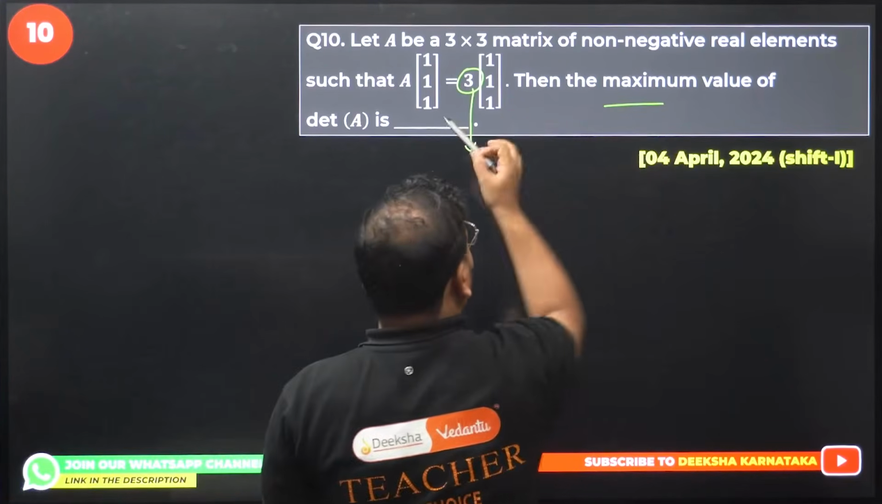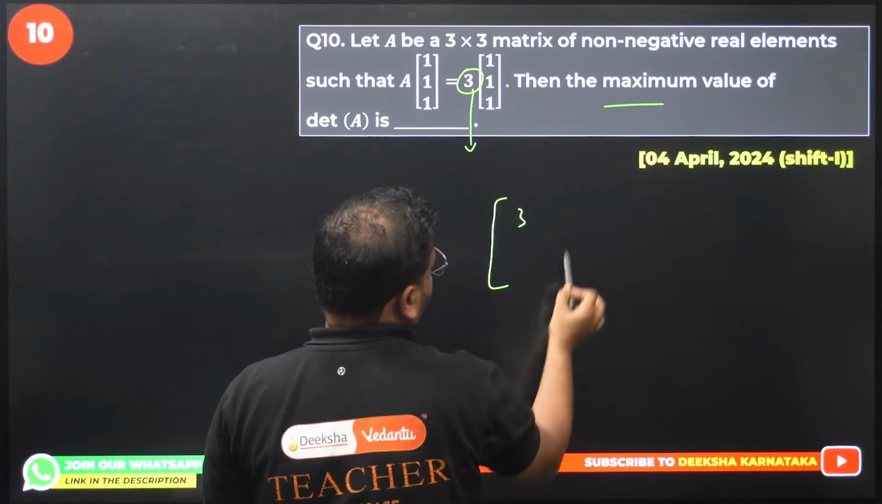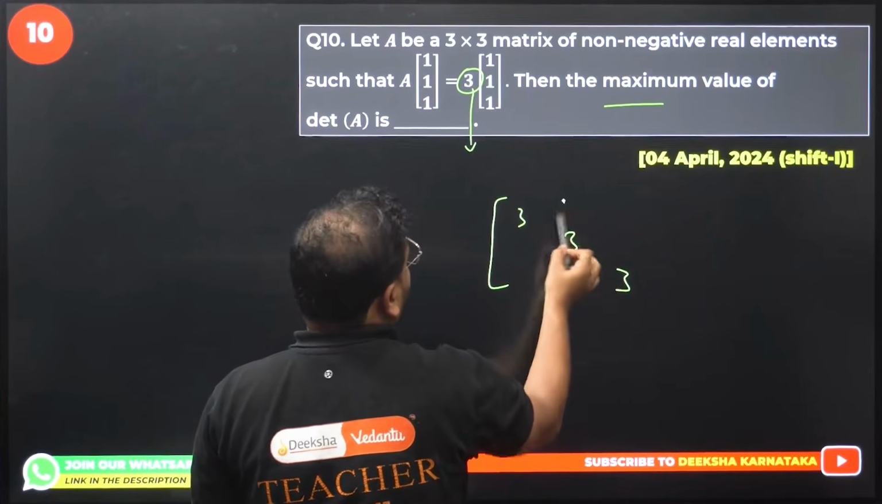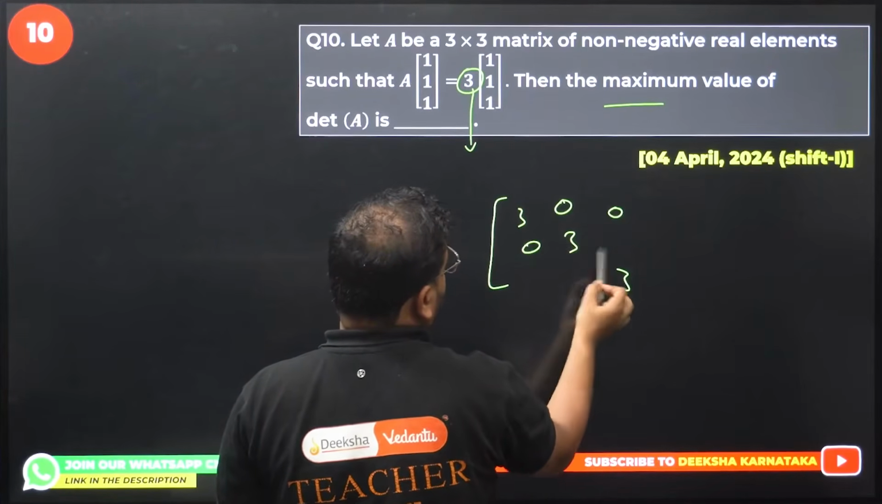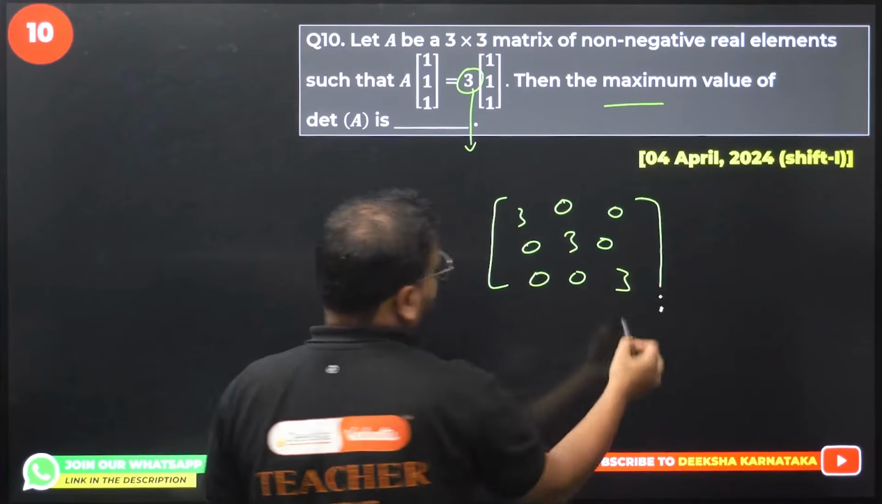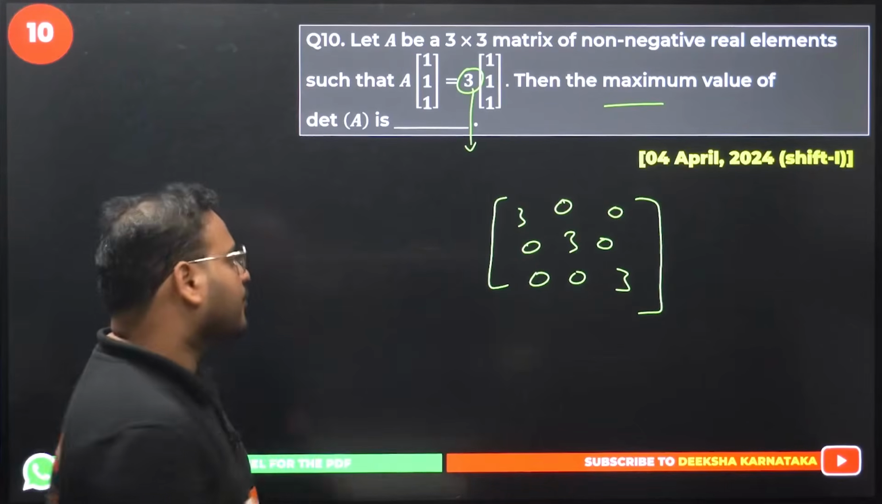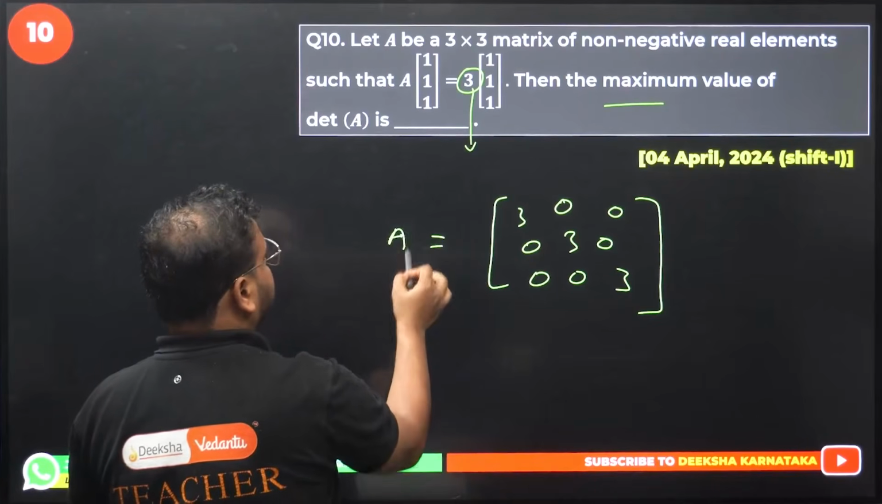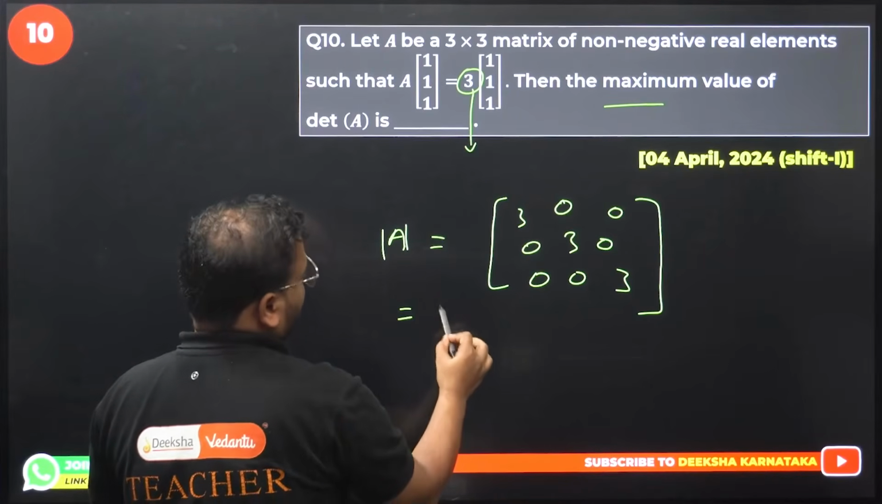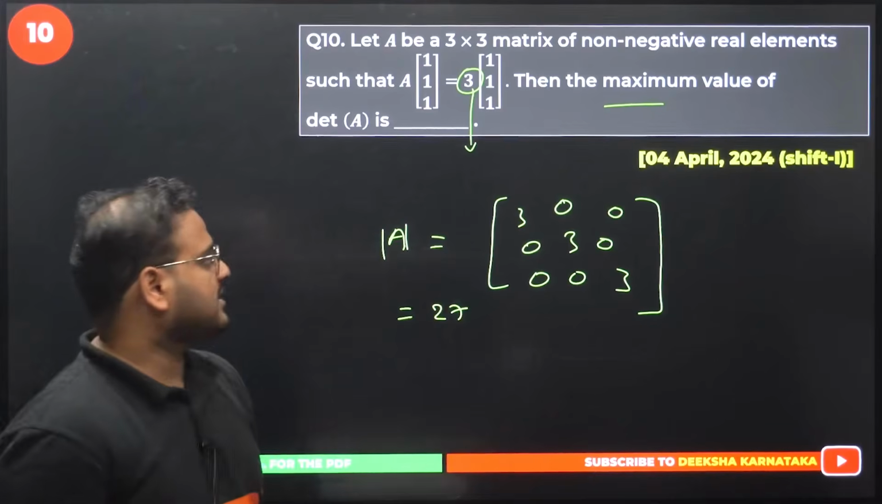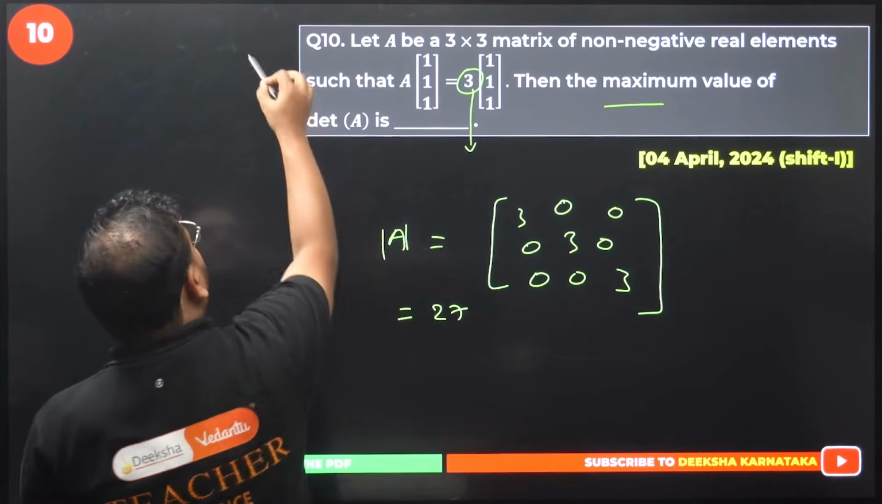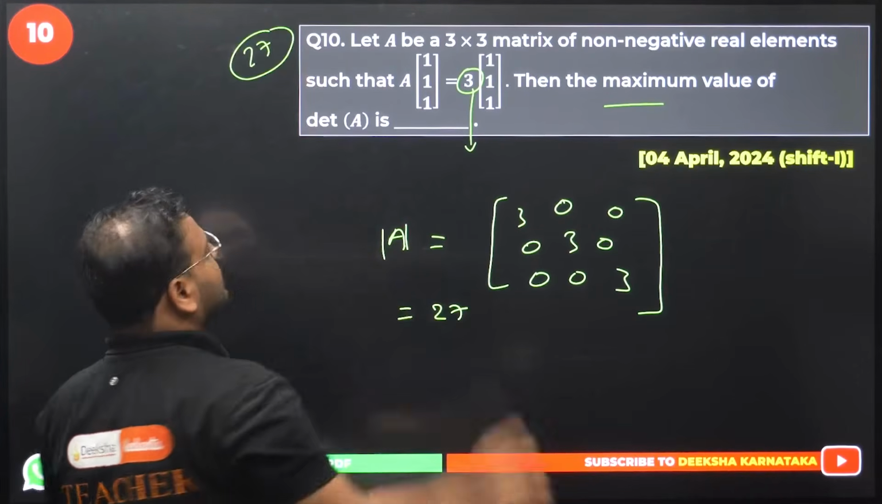Okay, so when you solve it, you'll end up with something like this: 3, 3, 3, and 0, 0, 0, 0, 0, 0. You'll get this as a result. And determinant of this A will become what? 27, right? 27. Okay, so your answer over here is 27.